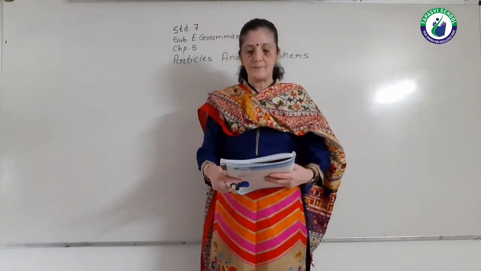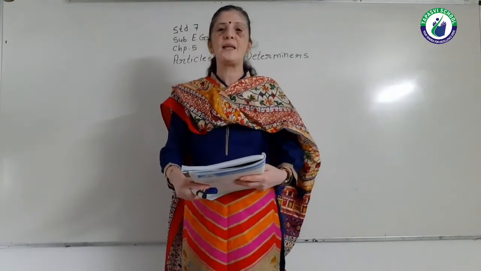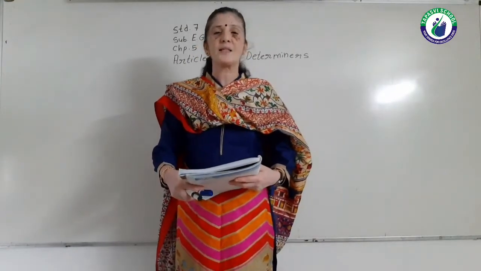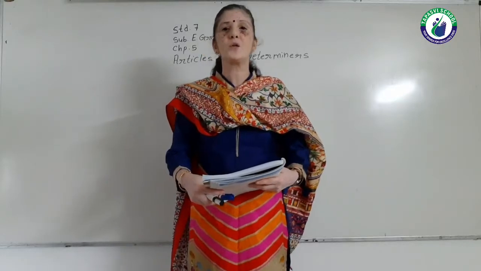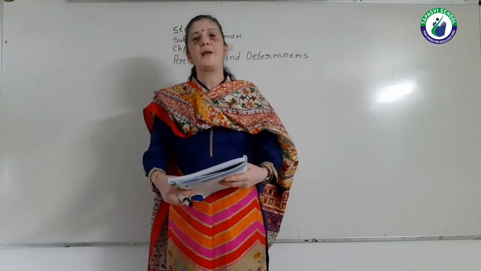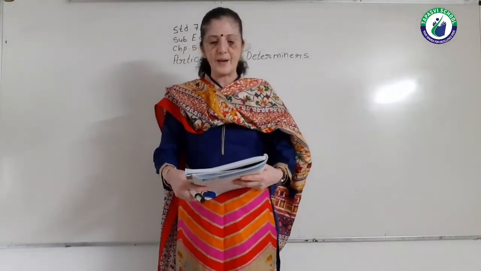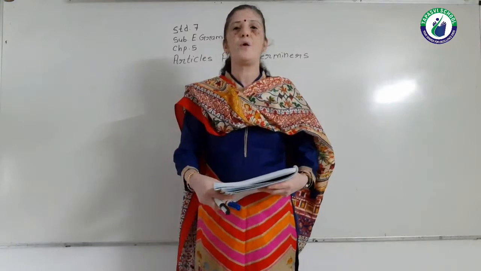An honest man. Here, honest is H-O-N-E-S-T. H is silent, right? So the sound is O, honest. So O is a vowel. So before that we have to write "an". Similarly, we write "an" before words like hour and honorable.